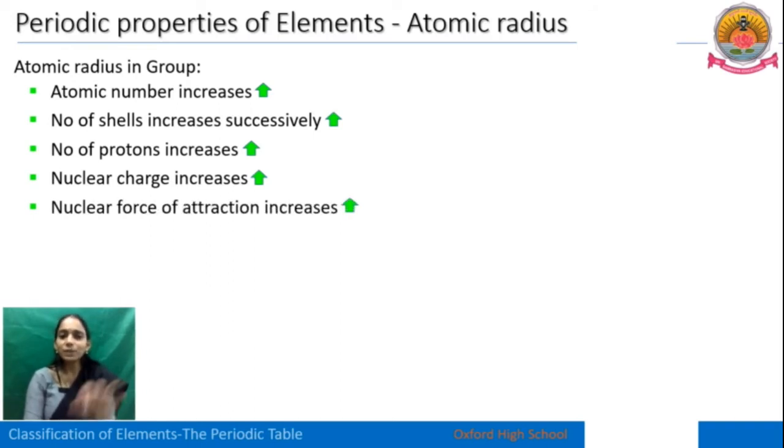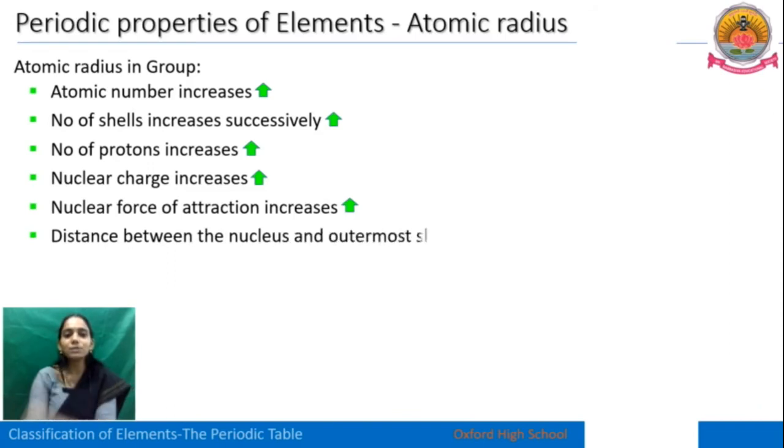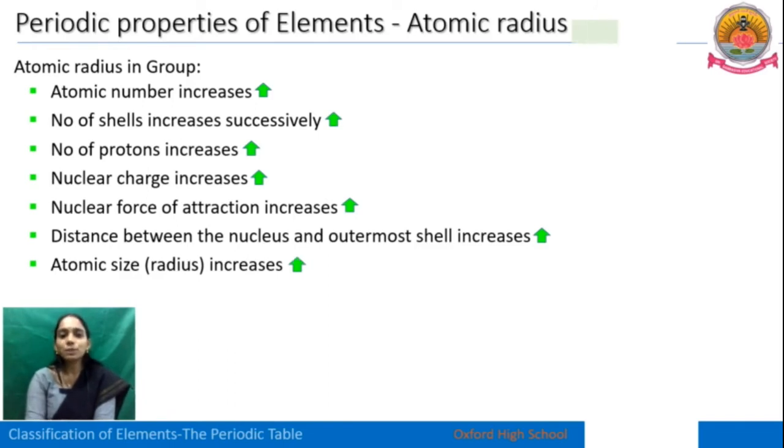But here, even though the nuclear force of attraction increases in a group, the number of shells also increases. So the distance between the nucleus and the outermost shell also increases. As a result, the distance increases means the size also increases. We can observe this pictorially.